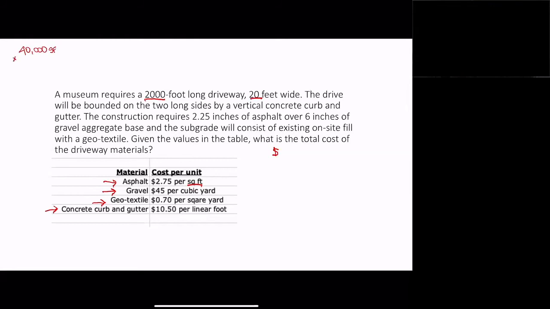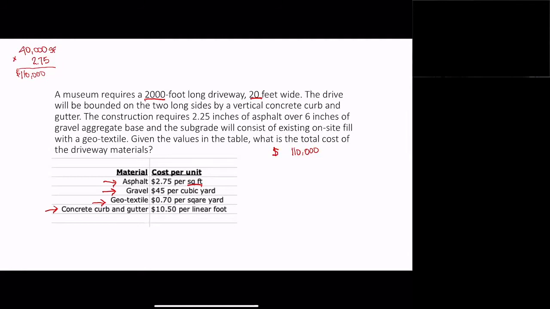And we're going to multiply that by $2.75 per square foot, and we're going to get $110,000. So that's what we're paying just for the asphalt. That sounds like a lot to me. Let's go on. The gravel is $45 per cubic yard.